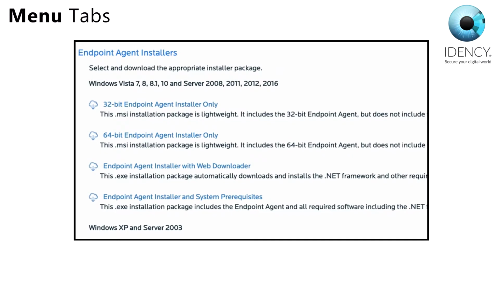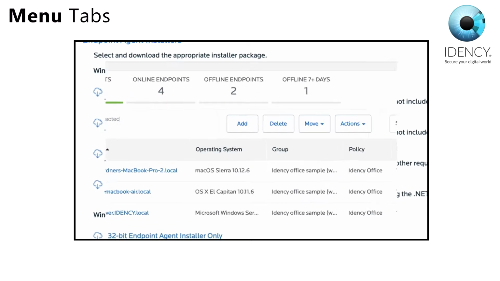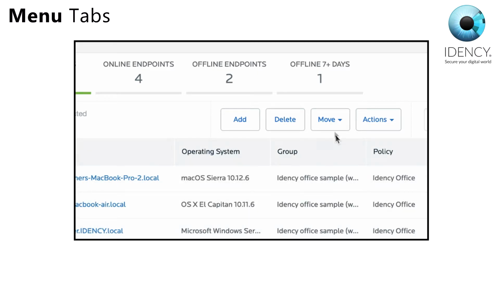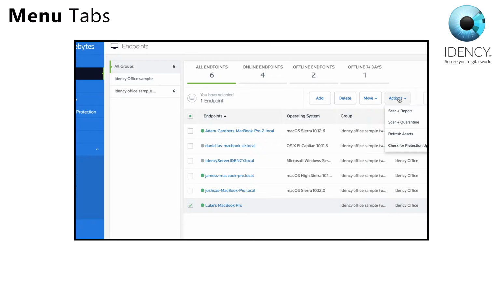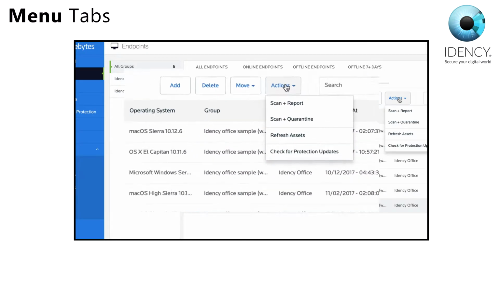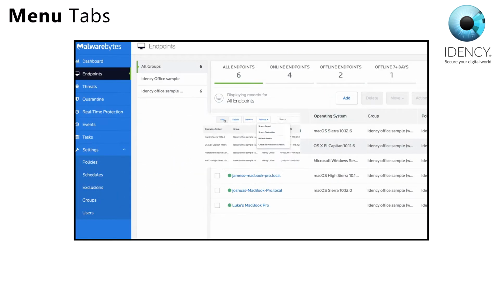When you add an endpoint, it's assigned to the default group and the default policy. You can change this by ticking the box to select the endpoint and then click to move it to the group it should be in. You can also make changes to one or more endpoints by scanning plus quarantine, refreshing assets, and checking for protection updates.